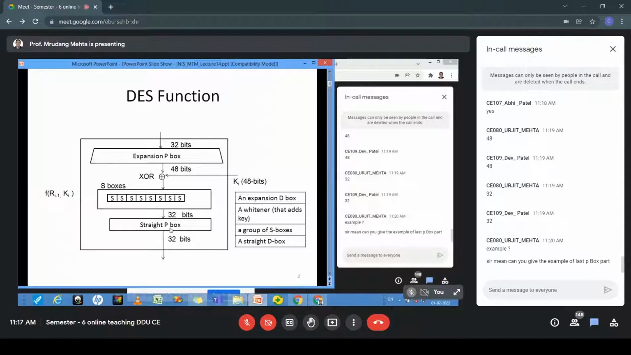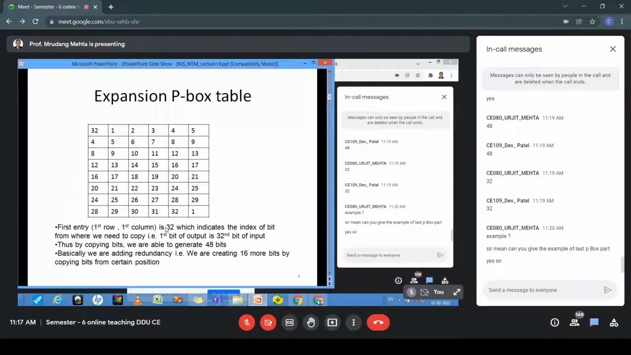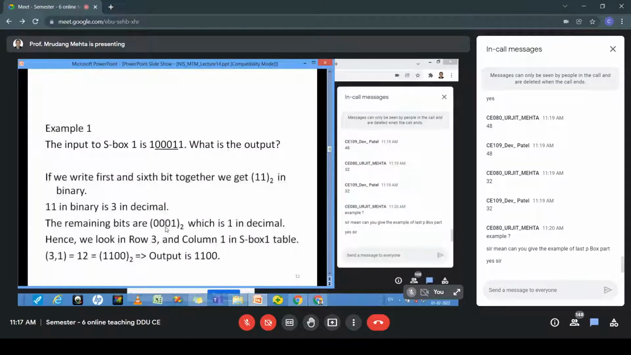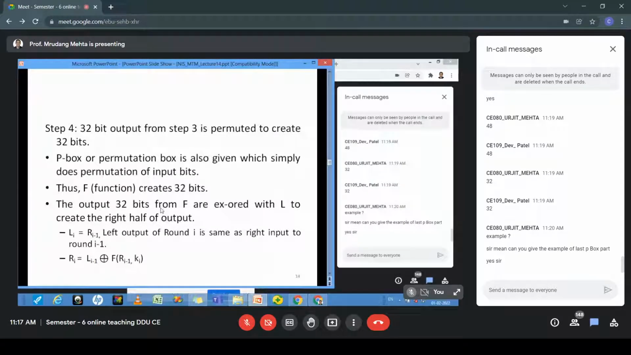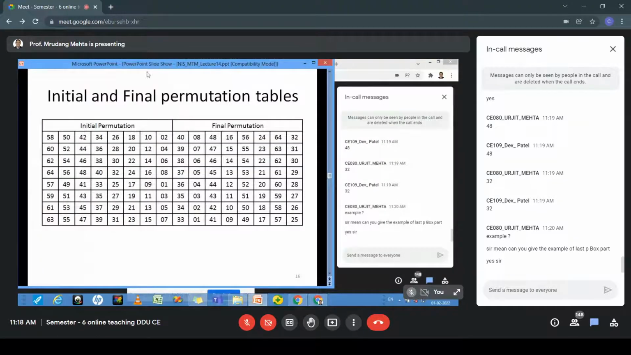P box example we will see, but first you understand what is P box. Have you understood what is P box? Straight P box. Have you understood P box? Right? So that P box is permutation box. Okay? Permutation box. So what we are doing is this. So this is the initial and final permutation.